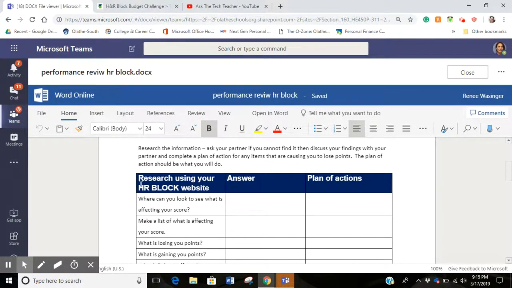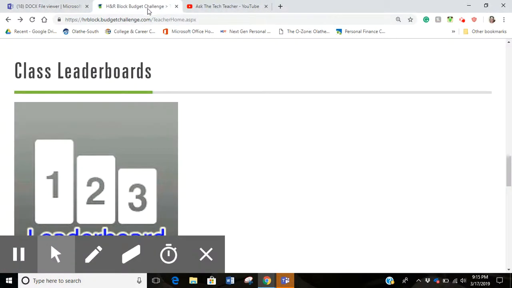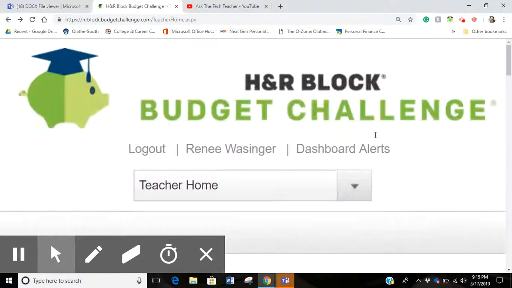So the first question, and it's all based on H&R Block, and you'll work with partners, where can you look to see what's affecting your score? And you're going to type your answer here. And then after discussing it with your partner, you're going to type your plan of action of how you're going to increase your score or you're going to minimize those fees. So if you're in H&R Block, I will show you how to find that information.